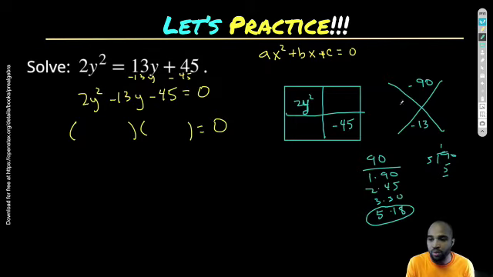So let's check that one. 5 and 18. Why 5 and 18? Because 18 minus 5 gives me 13. So if I make the 5 negative, I can get a 13 by adding these two together. And if I multiply these two, I get -90. So it looks like this will work. Yay, I didn't have to take my calculator out.